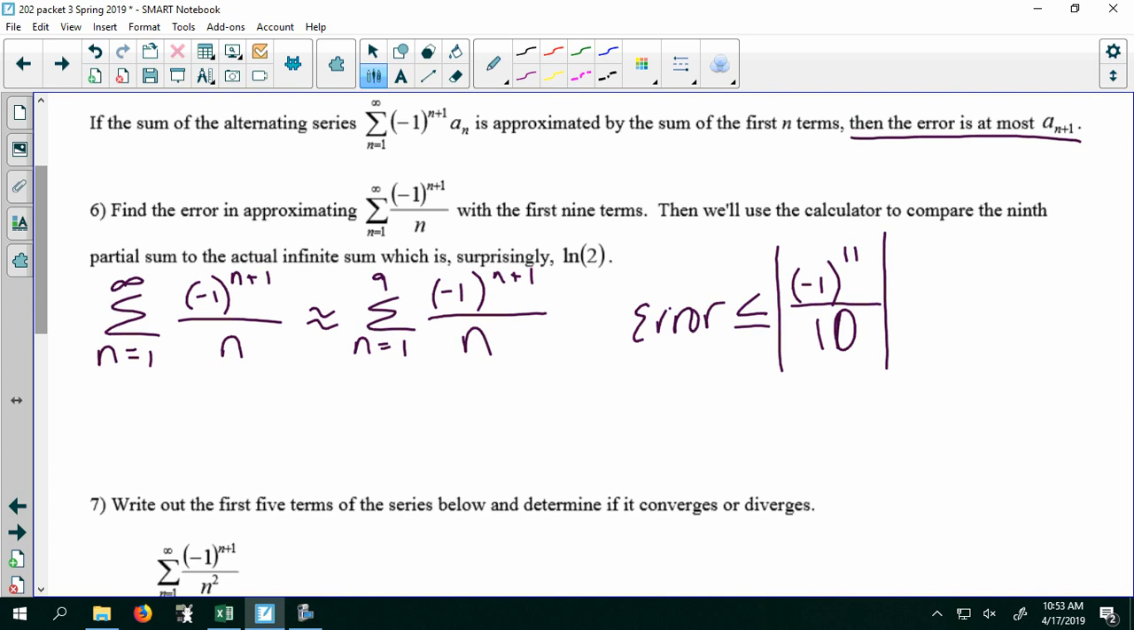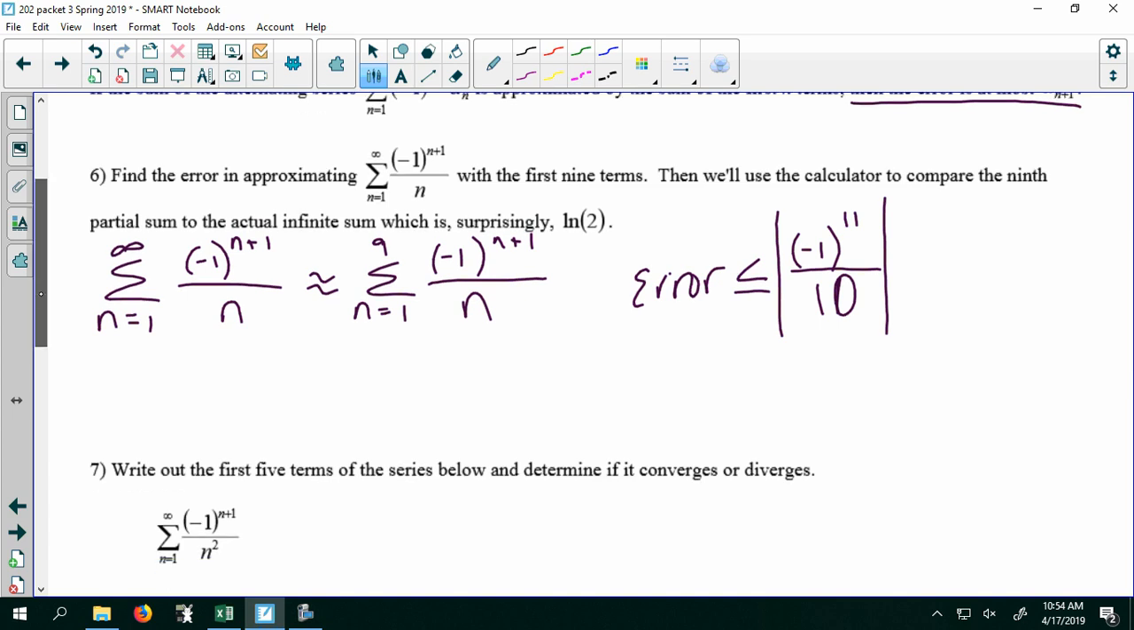It would be less than. Yes, it would be less than, but it's still true that it's less than or equal to. I tend to write the or equal to, even though it's superfluous. So it turns out that my error would be less than a 10th. So we're not going to do the calculator bit here.